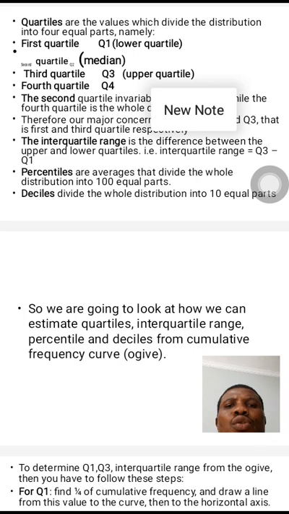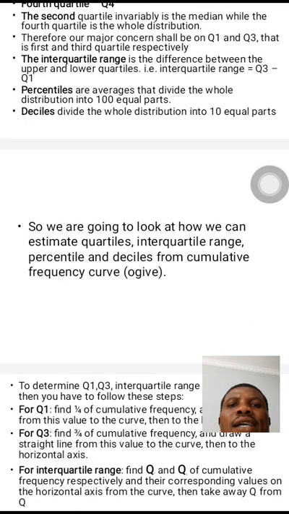Now we move on to percentile. Percentiles are averages that divide the whole distribution into 100 equal parts. The last one, which is decile, divides the whole distribution into 10 equal parts. So when we say 10 equal parts, that is very simple to get. By the time we get to the workings, you will understand more on that.